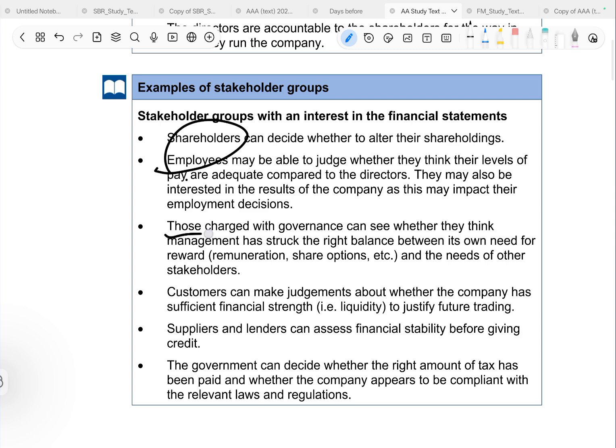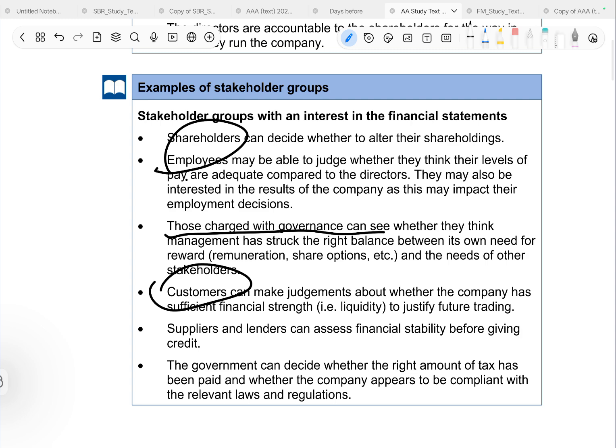Third, we have those charged with governance. These are people like board members or audit committees who oversee how management is running the company. They use financial statements to assess whether management is balancing its own rewards like salaries and bonuses with the needs of other stakeholders. Another important group is the customers. Customers may look at financial statements to evaluate whether the company is financially strong enough to continue supplying goods or services in the future. In other words, they want to know the company is stable and reliable.